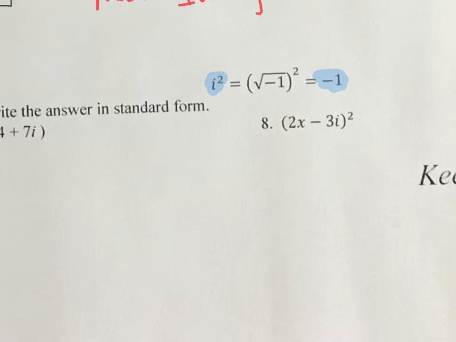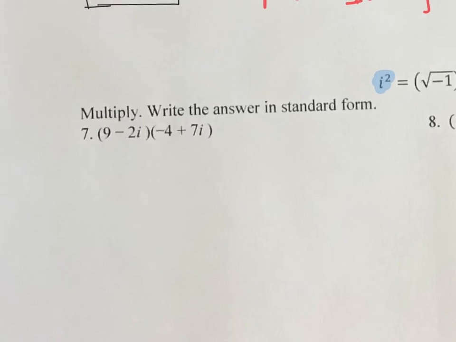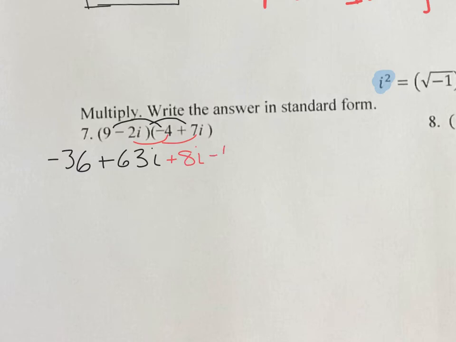Now, what you're going to do next is FOIL this one right here. So the idea of FOILing is we're going to do 9 times negative 4, that's negative 36. Then we're going to do 9 times the 7i, that's going to give us a 63i. Okay. Now we're going to do negative 2i times these values. And so negative 2i times negative 4 is a positive 8i. And then I have negative 2i times 7i. Now that's going to give me a negative 14, but then i times i, just like x times x, is going to be squared. So we have i squared, because that's what i times i equals.